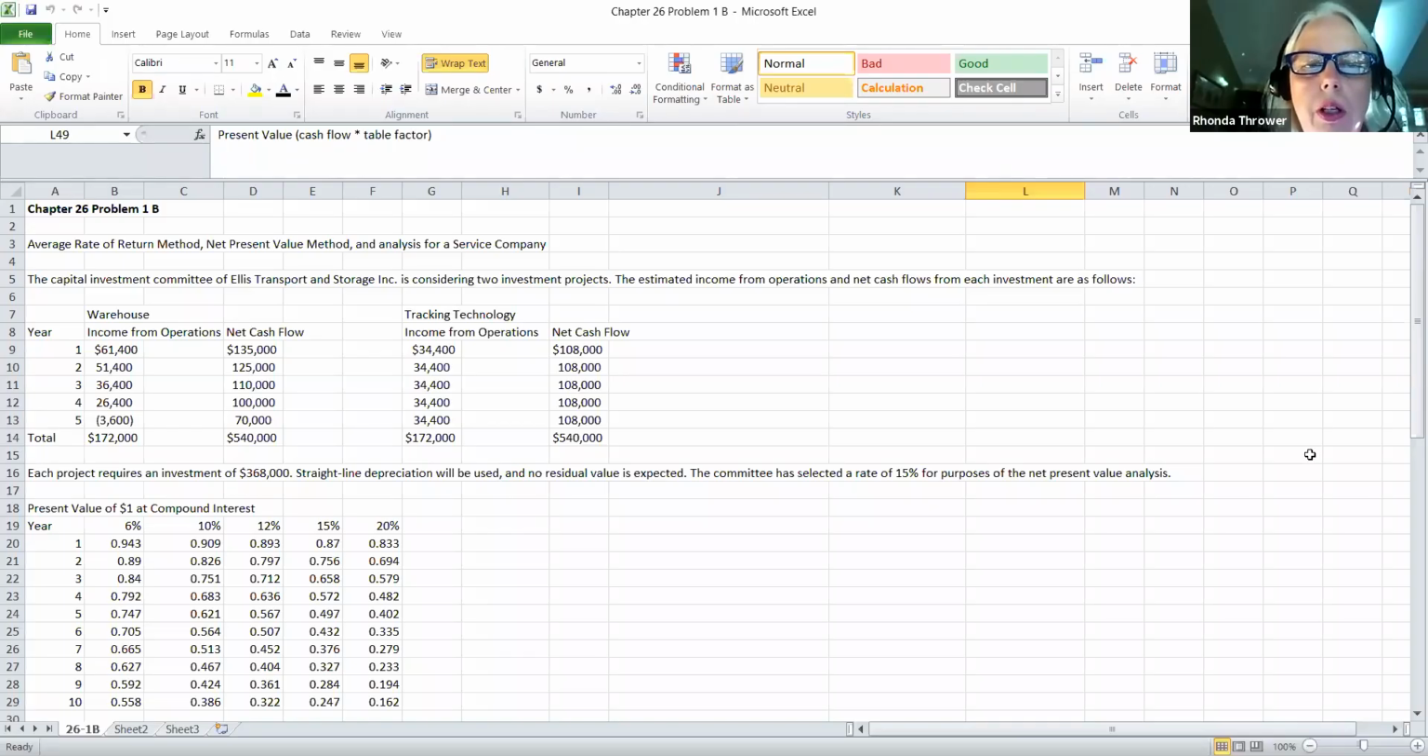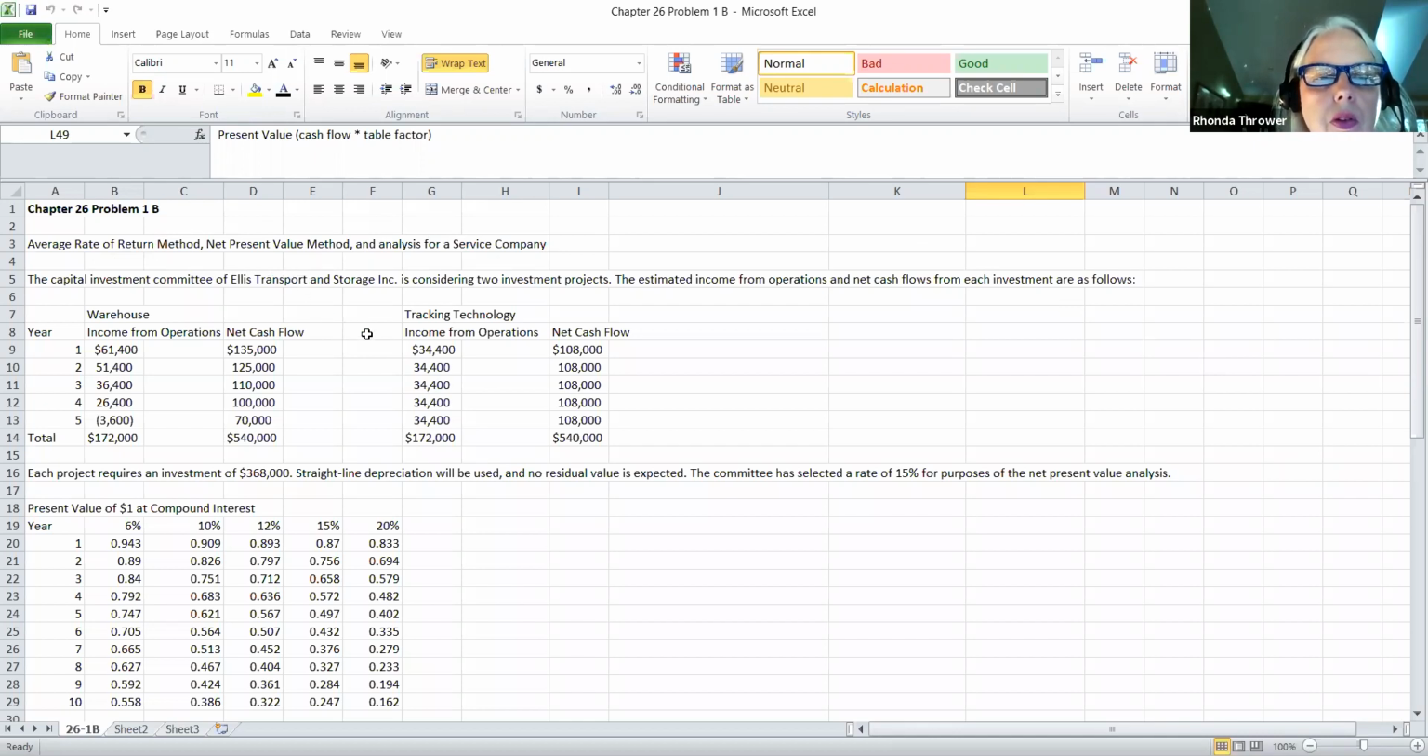I'm sharing with you a problem that I've downloaded to Excel, which is going to show us how to use capital investment analysis. We're going to be using both the average rate of return method and the net present value method in this particular problem.